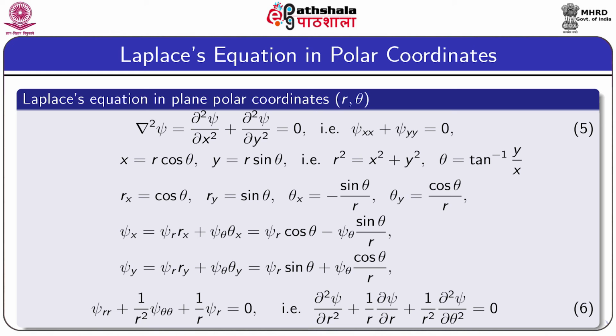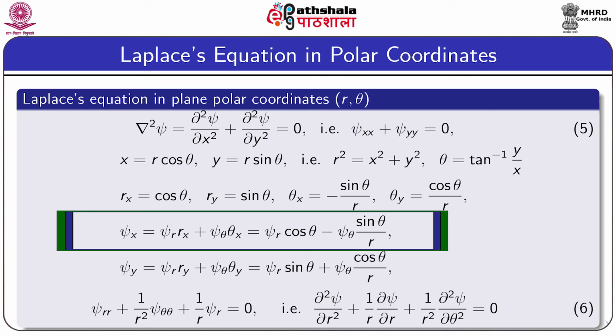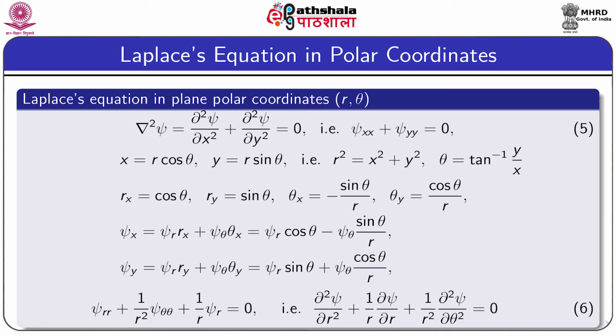The Laplace equation in Cartesian coordinates is written in equation number 5: psi xx plus psi yy equals 0. Now, to write that equation in terms of r and theta, we have to compute psi x. So, psi x equals psi r r x plus psi theta theta x. Here we have used the chain rule. So, that equals psi r into the value of r x, which is cos theta, minus psi theta into sin theta by r. Here we have put the value of theta x as sin theta by r.